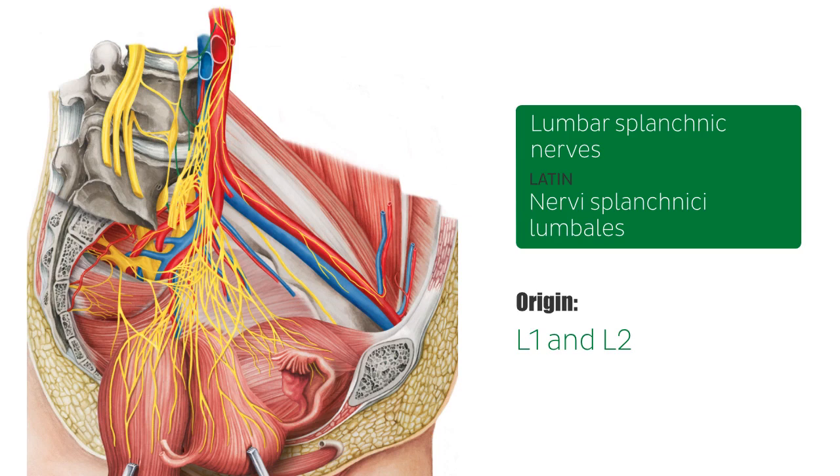Now, the postsynaptic fibers from the lumbar splanchnic nerves will be innervating the smooth muscles of vessels that supply the pelvic viscera and the lower ureter.